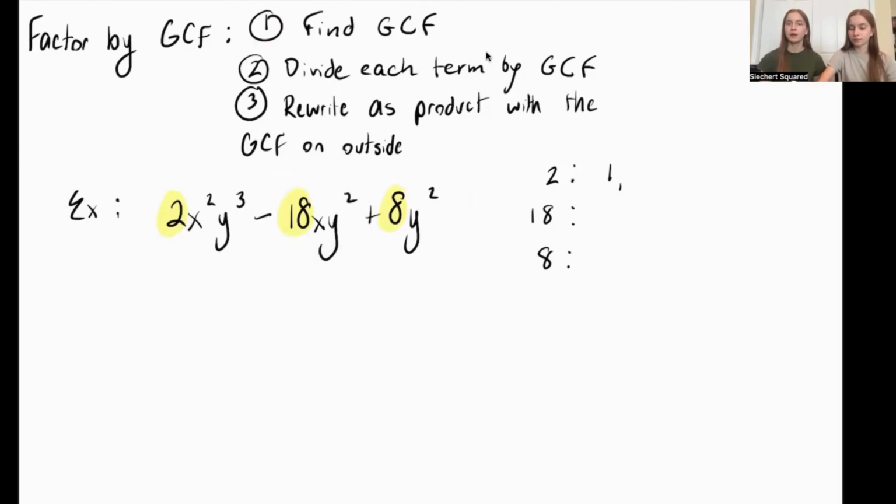Now, 2 can be divided by 1 and 2. 18 has a lot more. We have 1, 2, 3, 6, 9, and 18. And then 8, a little bit smaller. We have 1, 2, 4, and 8.